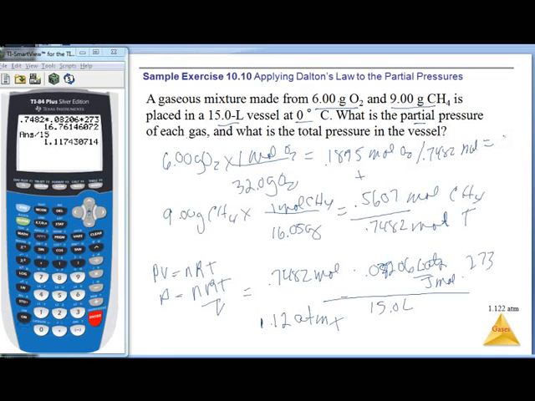And if I do that for oxygen, I get 0.251. So if I multiply 1.12 atm times 0.251 for oxygen, I get, let me see, 0.281 atm. And if I want to know the pressure that comes from the methane, either I can multiply the percent times the total pressure, or I can just subtract, right? Because the total pressure has to add up to 1.12. So 1.12 minus 0.281 is going to give me 0.839 atm from methane. This is from oxygen.